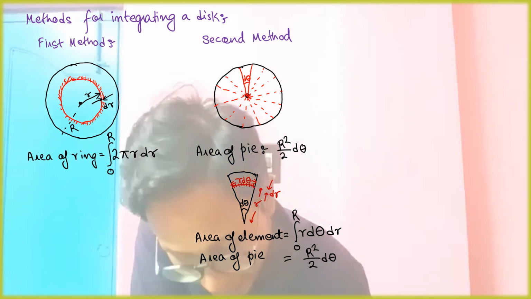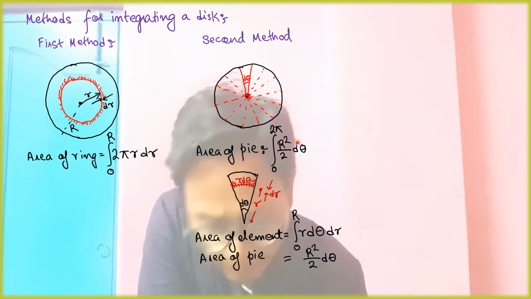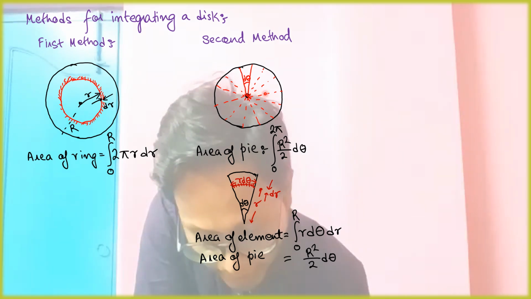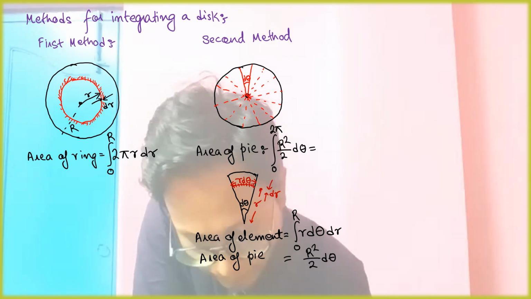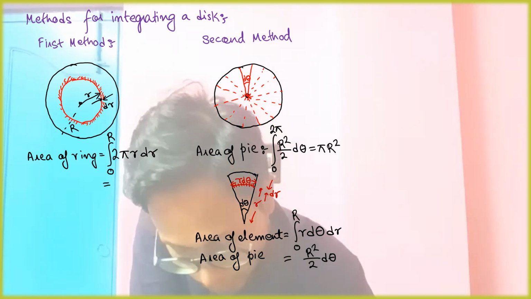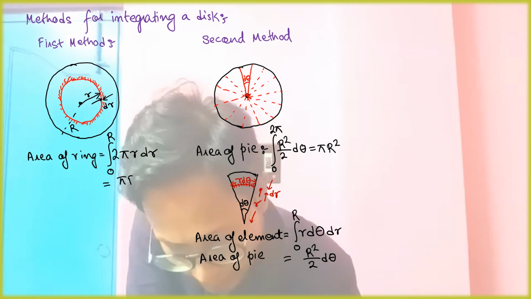Now if I integrate this pi from 0 to 2 pi, that means this d theta is nothing but radians, no, or degrees. So if I integrate this function from 0 to 2 pi, I'll get the area of the disk, which is equal to pi r square. Similarly, if I integrate from 0 to r, I'll get the same formula, pi r square.